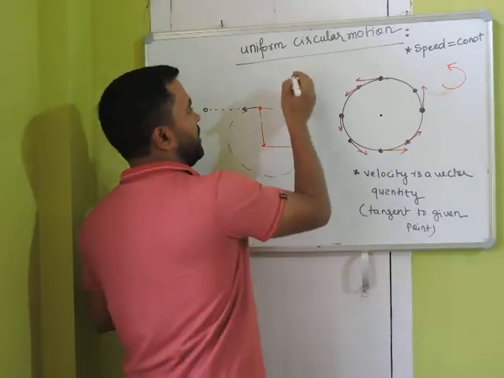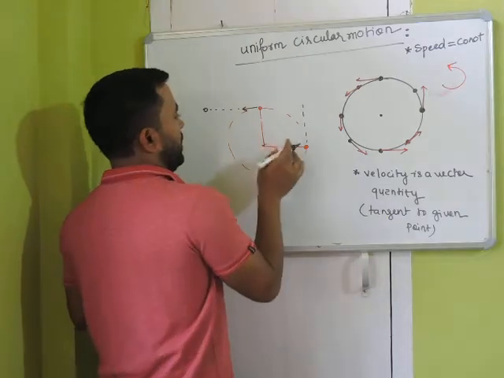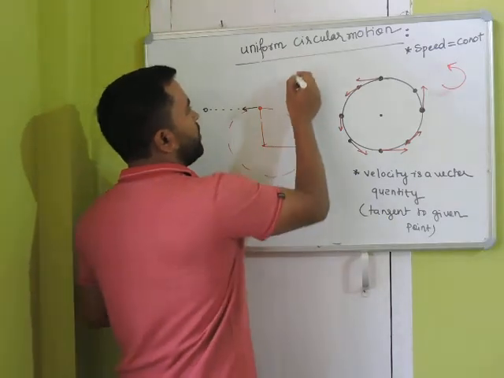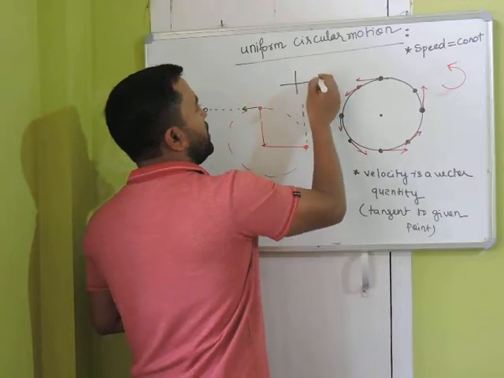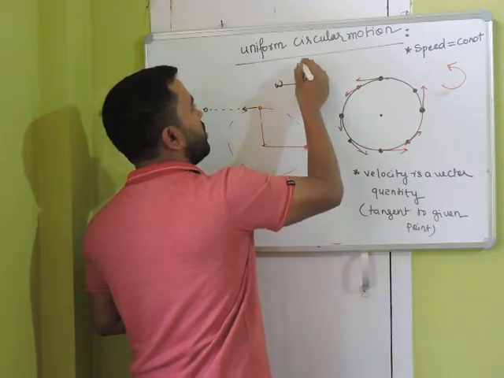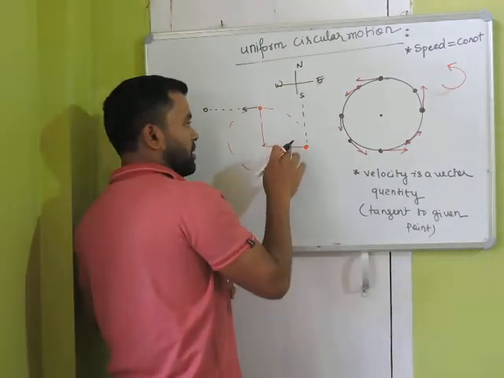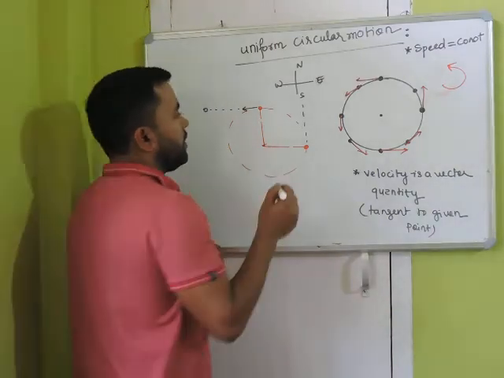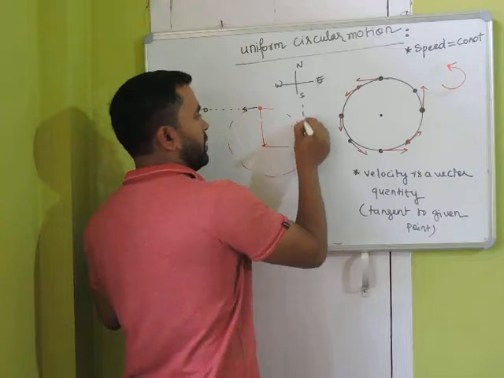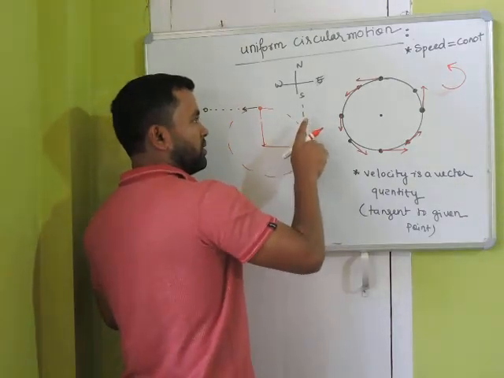So in a simple way, suppose this is east, west, north, south. If the string breaks here, it will go along north. The velocity is along north, fine.